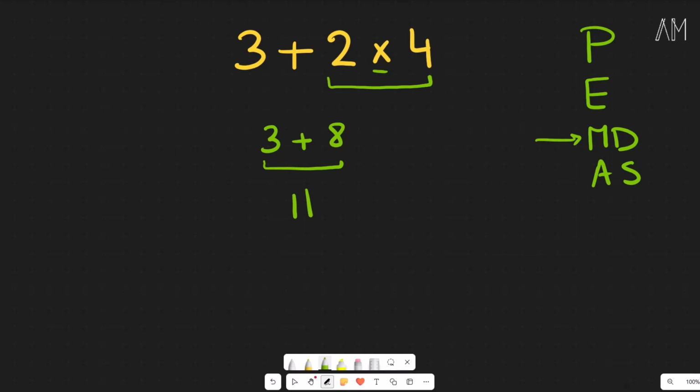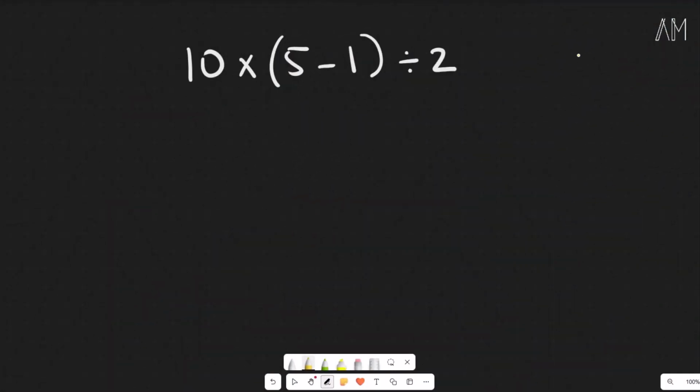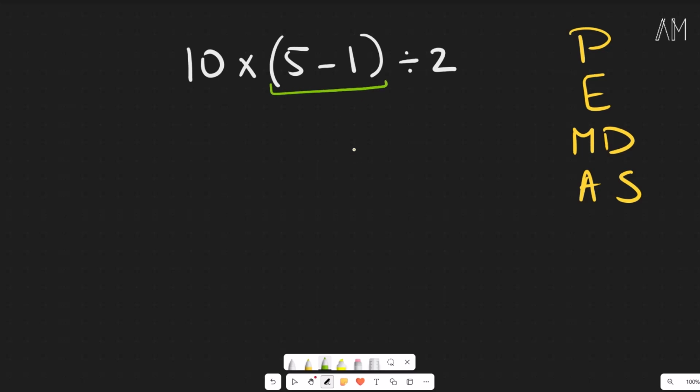Let's take another example. In this one, again, let's remember the order of operation. Parentheses, exponents, multiplication and division, then addition and subtraction. So here, as you can see, we have the parentheses, so I'm going to start with it first. Always start with what's inside the parentheses. So 5 minus 1, that's 4, so it will become 10 times 4 divided by 2.